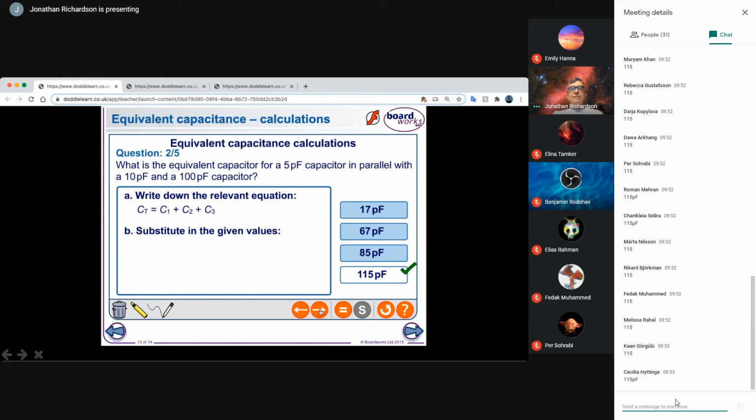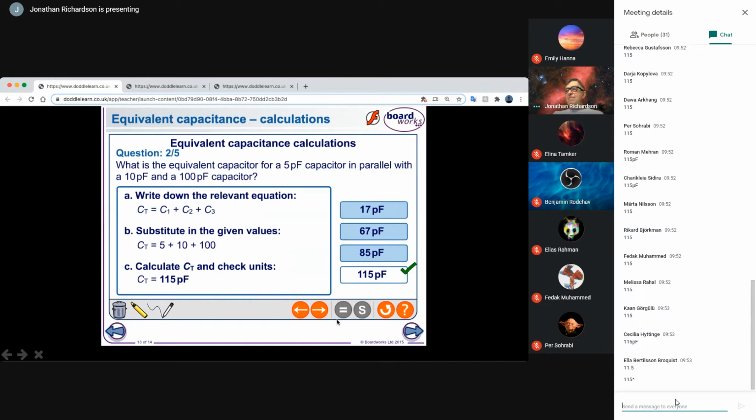5 plus 10 plus 100. Ct, therefore, is 115 picofarads.